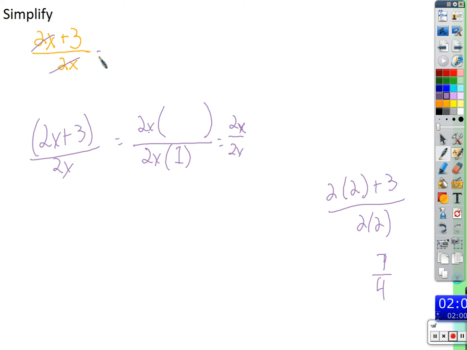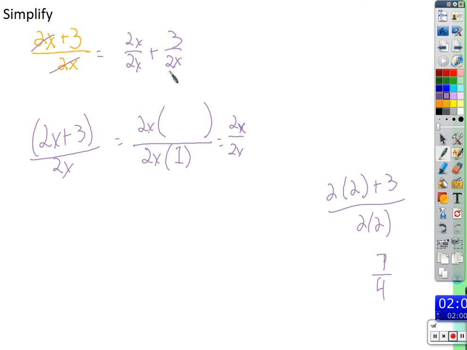One thing I saw somebody doing was: are these the same? No. Because 2x and 2x would make it 4x squared. No. So I'm adding them. Oh, I'm multiplying them. I'm adding them. Yeah, this is the same.